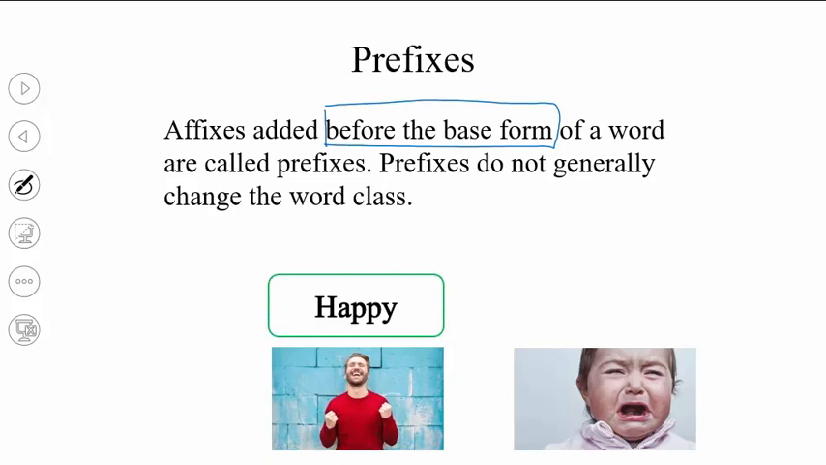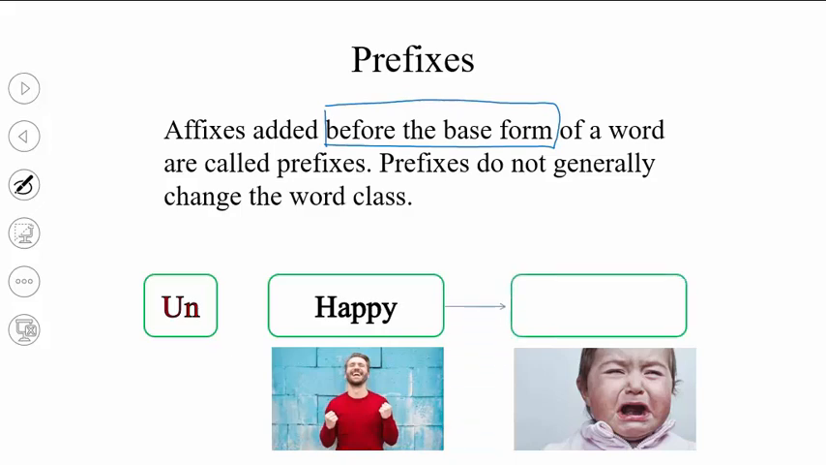Happy. Can you guess how we can make the opposite word? Yes. We add un in front of happy, and we make the opposite word, unhappy. Right? We can add a prefix, un, in front of the word. The word meaning is changed.